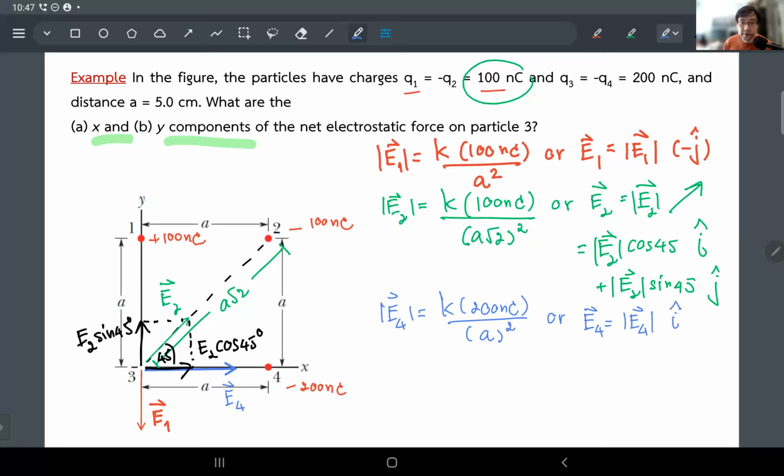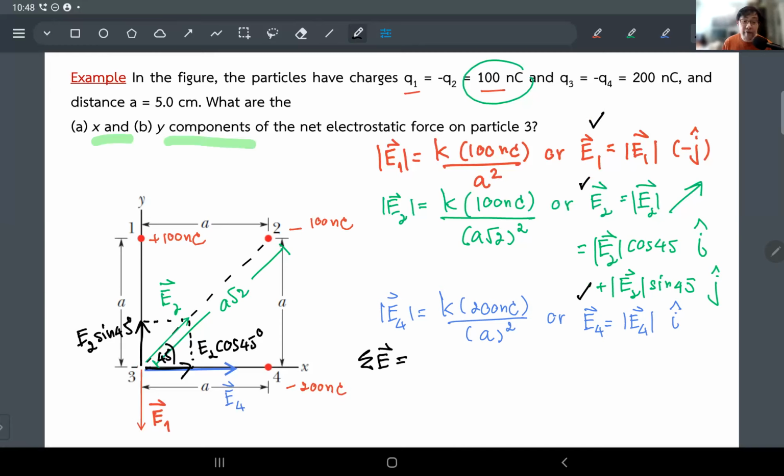Almost done. Here comes the final step. This is your net electric field, guys. What is the sum of these? Sigma E. Just take these three and add them together. But because you want the x and y components, you want to write everything in terms of vectors, so this expression will come in handy now.